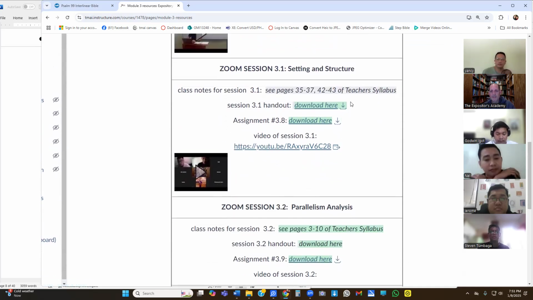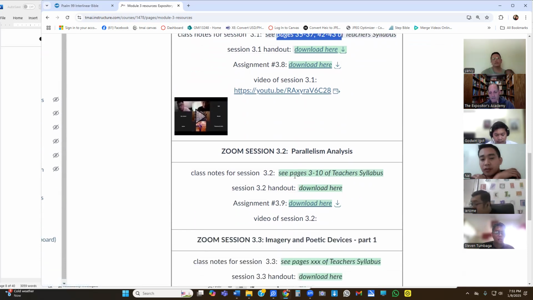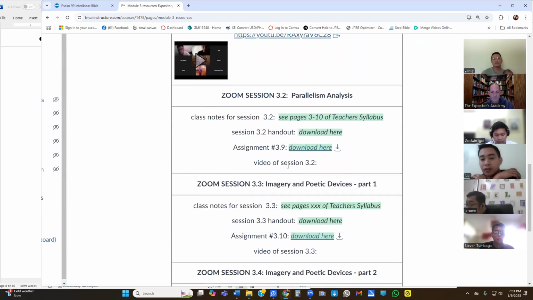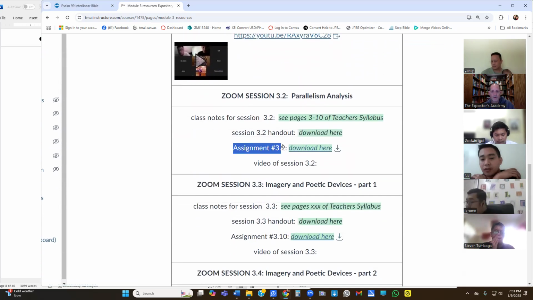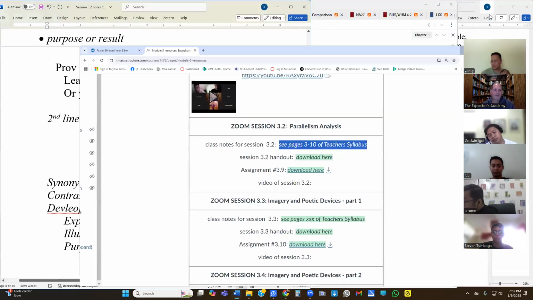And then last week's session, I put in the handout and the assignment. You can download it from here as well, and then the video for that. And then I also put the page numbers to review for that particular topic. So everything's here that you would need. So here, assignment 3.9 for today. And notice for the parallelism, I put the page numbers 3 to 10 on the teacher's syllabus. So you can get all that information there.